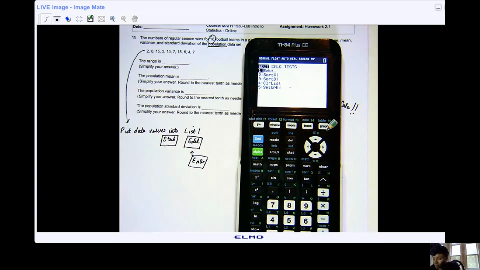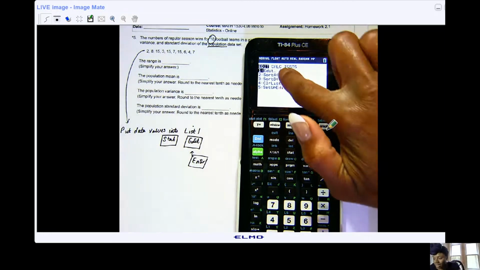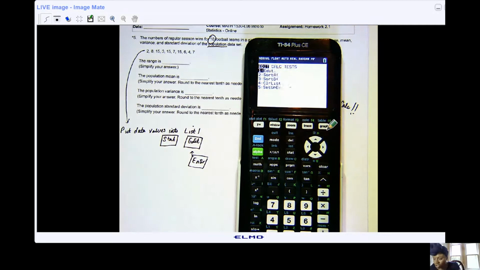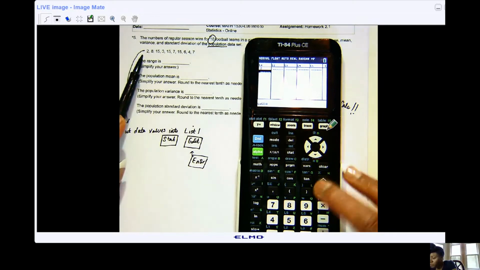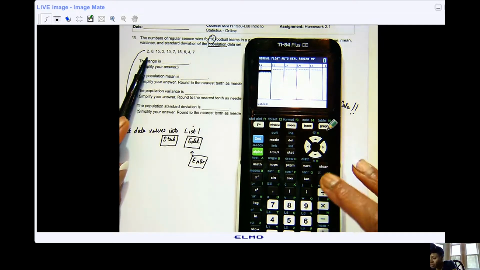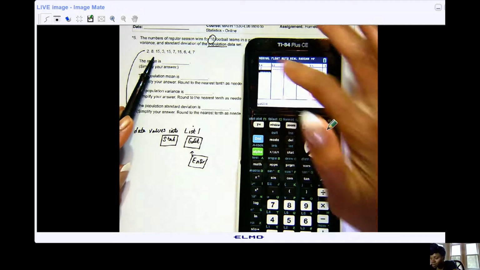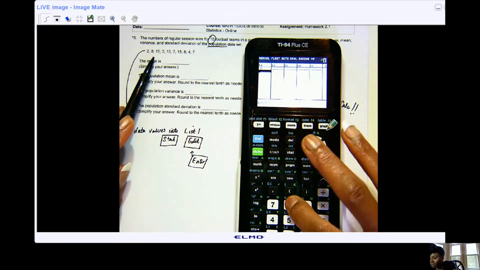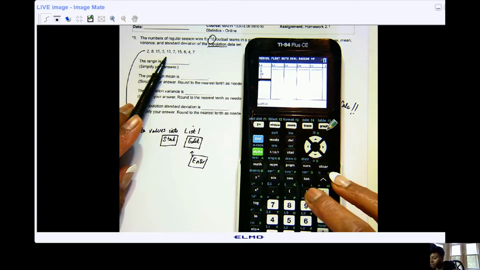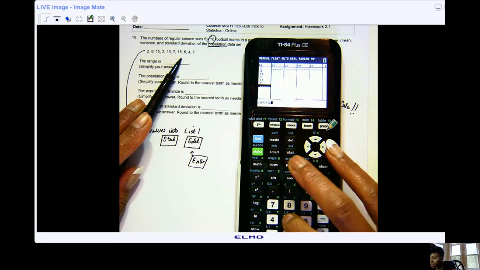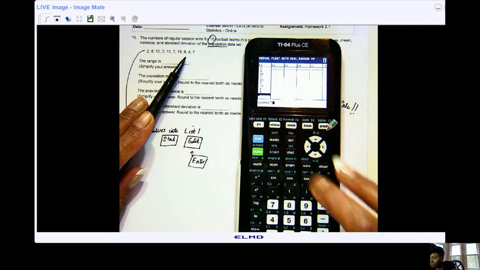Okay, so let's press stat. Okay, edit is already highlighted. We're going to press enter, and it takes us to our list. Okay. All right, we're going to use list 1. So we're going to put these values in list 1. 2. So after I press 2, I press enter, and it takes me down to the next space for the next number. 8, 15, 3, 15, 7, 15, 6, 4, 7.